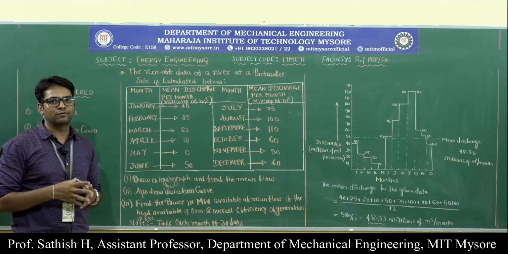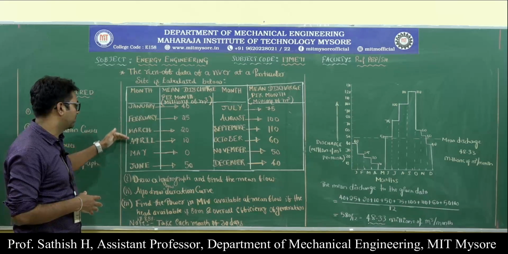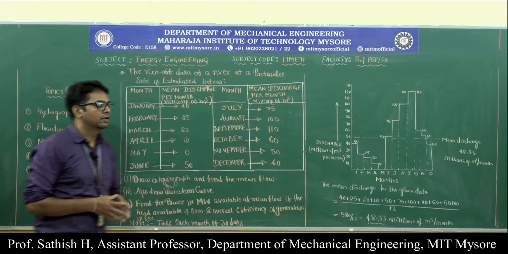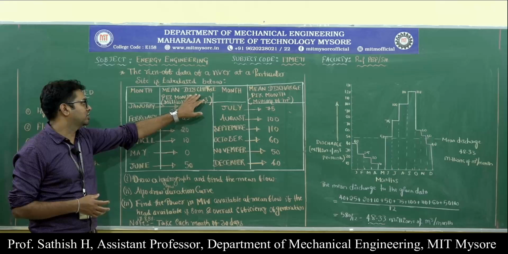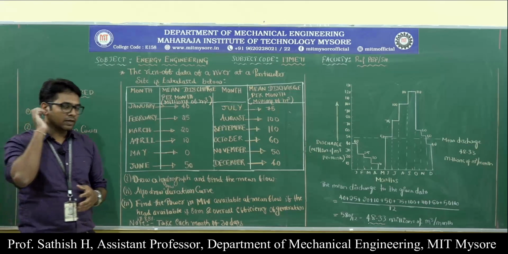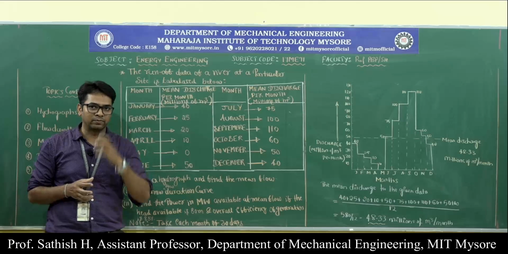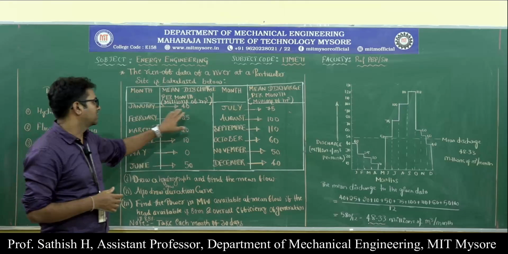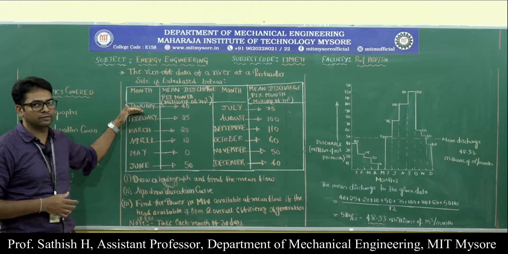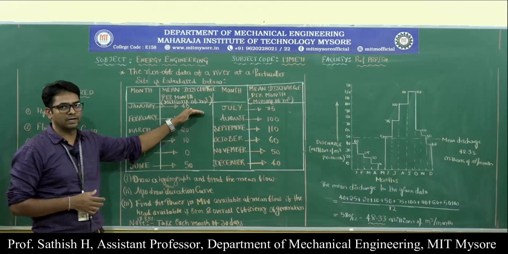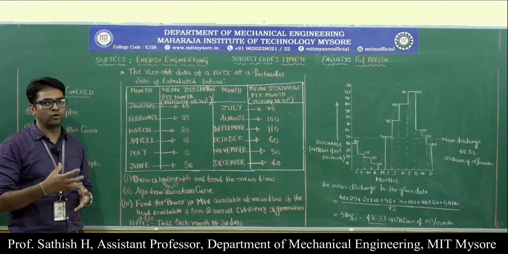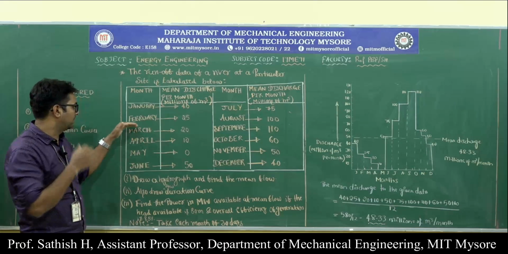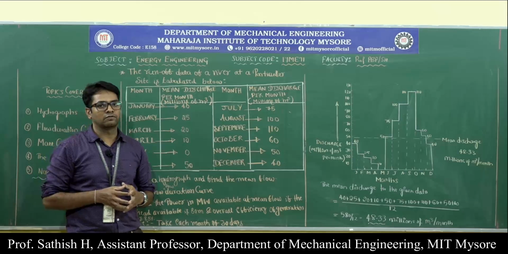For every month we are measuring the discharge. This is January, February, March, April, May, June, July, August, September, and it goes up to December. In the second column we have the mean discharge per month, taken in millions of meter cube per month. For example, in January you have 40 millions of meter cube per month. That is, in January the runoff of the river is 40 millions of meter cube per month. Similarly, February has 25 millions of meter cube per month.